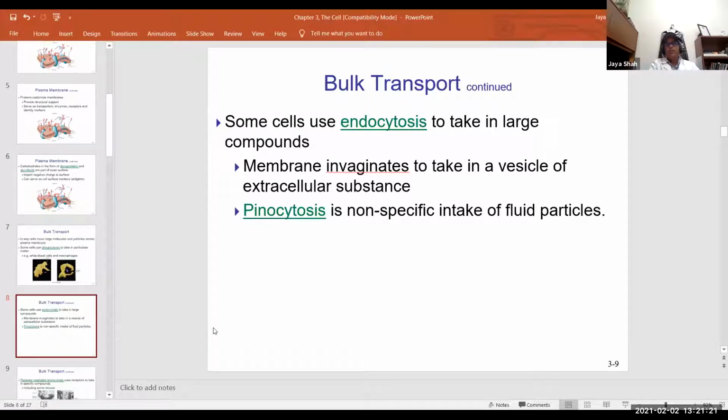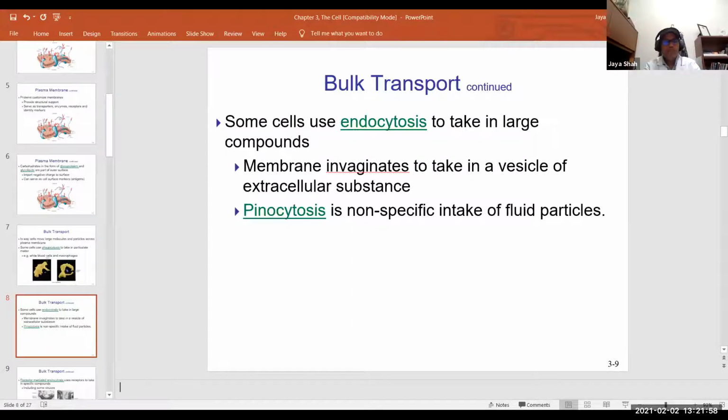So some cells use endocytosis to take in large compounds. The membrane invaginates to take in a vesicle of extracellular substance. One of the processes of endocytosis is pinocytosis, when a cell takes something in the form of fluid particles. If bacteria is in the fluid and is taken in with the fluid, that is called pinocytosis. That's why it is sometimes called cell drinking, like phagocytosis is cell eating and pinocytosis is cell drinking, okay?